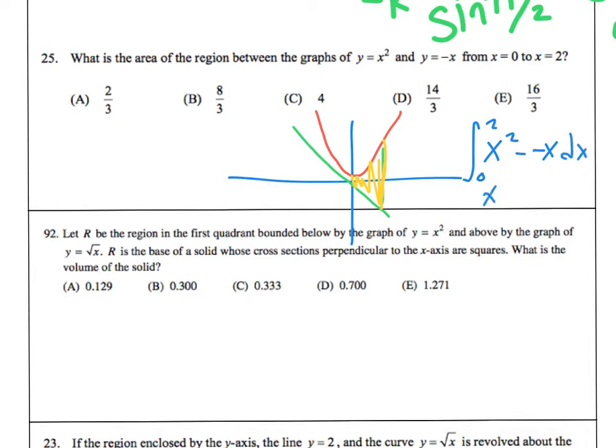That's going to be x cubed over 3 plus x squared over 2, going from 2 to 0. So that would be 8 over 3 plus 4 over 2, and then minus 0. 8 over 3 is going to be 16 over 6. 16 over 6 plus 12 over 6 is 28 over 6, which is 14 over 3.